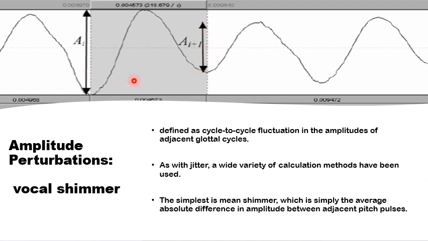As with jitter, which is the perturbations in the fundamental time of each glottal cycle, there have been many ways in which the vocal shimmer can be quantified. The simplest is, of course, the average shimmer across a certain period, when the differences between consecutive cycles are added up and divided by the number of the cycles.